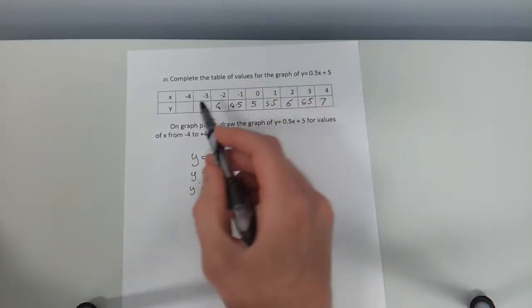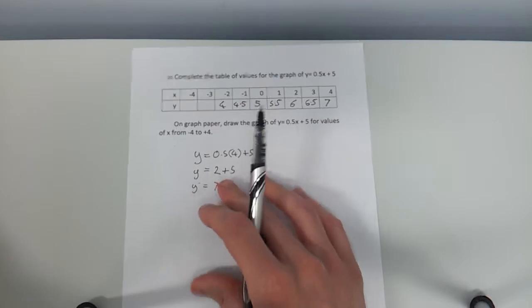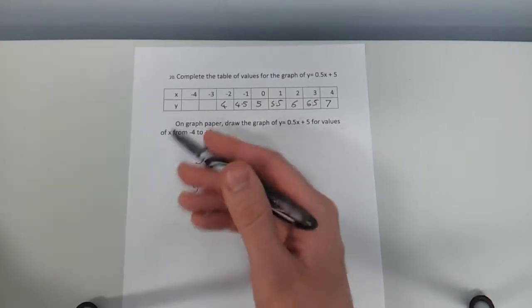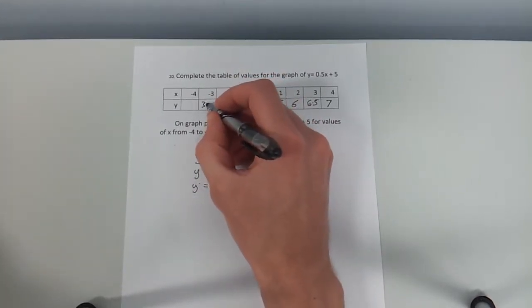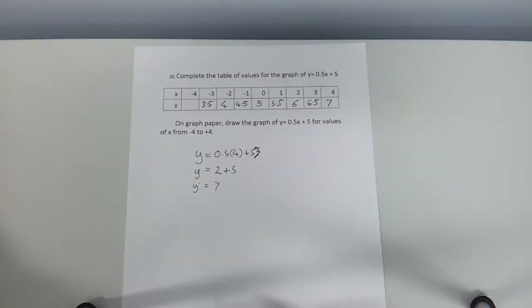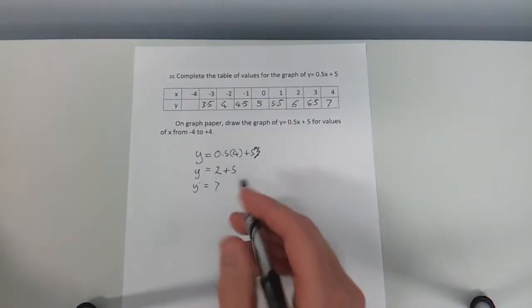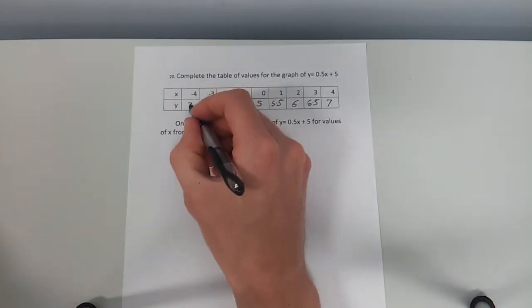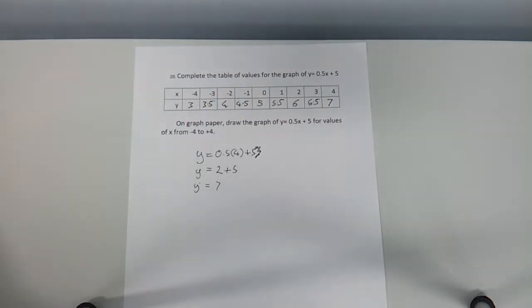Then we've got 0.5 times minus 3, which gives us minus 1.5. Minus 1.5 plus 5 gives us 3.5. And then we've got 0.5 times minus 4, which is minus 2. Minus 2 plus 5 gives us 3. So there you can see we've got our x and y values for our graph. Now, the question asks us now to plot these onto a graph.